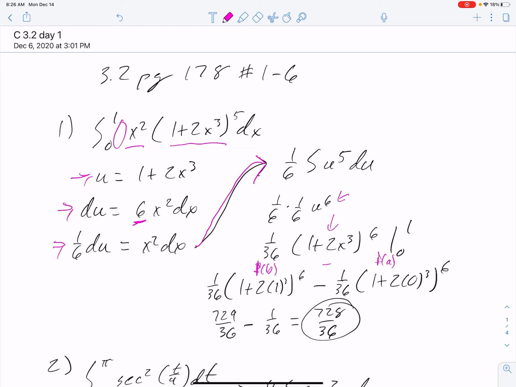It's up to you if you want to save the 136 for later or distribute it. Feel free to use your calculator to get your final answer. Actually, this might simplify, so double check my answer.